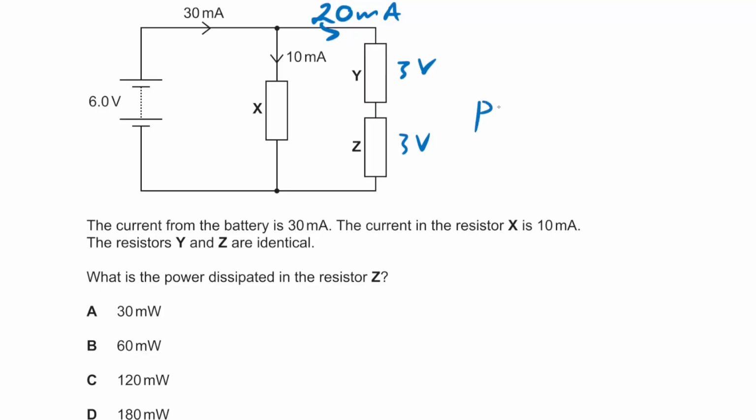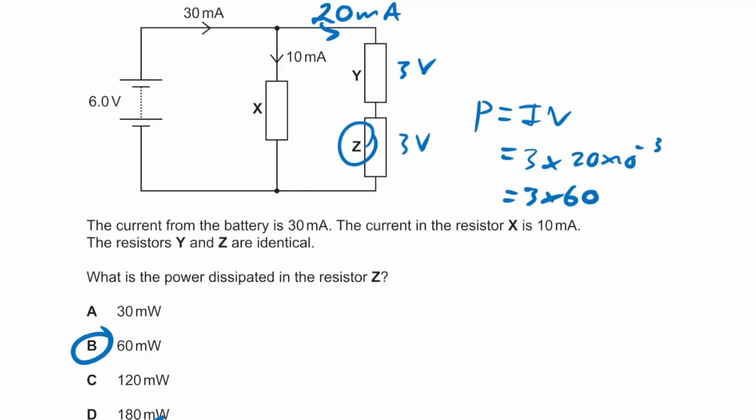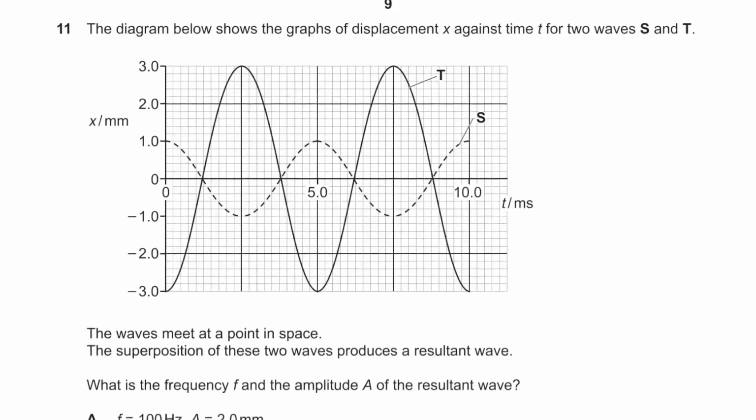Easy. So P is equal to IV. So it's just going to be 3 for just one of these times 20 times 10 to the minus 3. They're all in milliwatts, so actually we can just forget about that. So it's just going to be 3 times 20, and that gives us 60 milliwatts. Happy days. Really easy multiple choice so far.